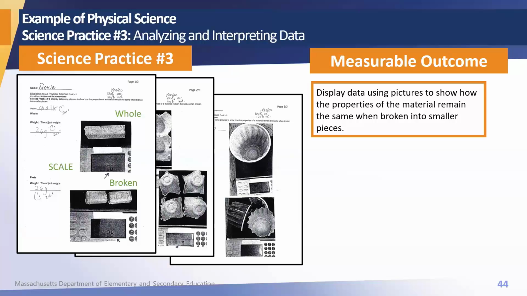And this is one from a while ago, one of our teachers did, again, analyzing and interpreting data, and they broke things. But this came under display data using pictures to show how the properties of the material remain the same when broken into smaller pieces. In this case, they broke chalk, egg carton, and cut a cup. And then they weighed them before and after to see if they were the same. So just some examples and some ideas of what can be done.